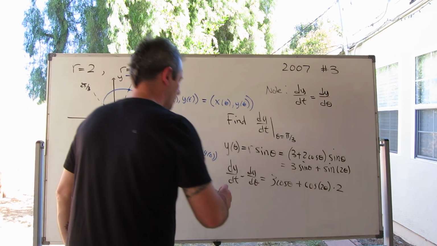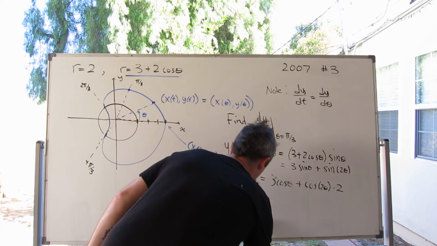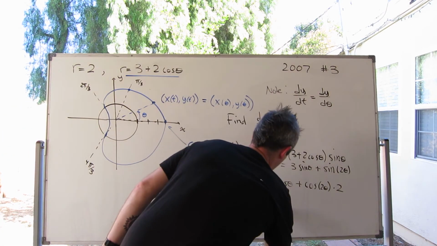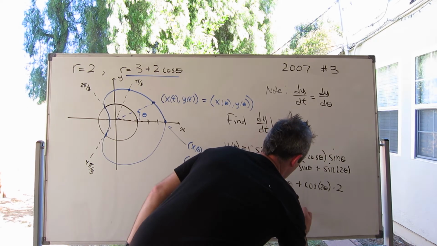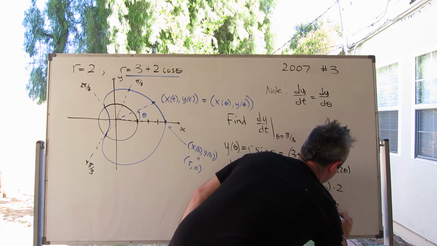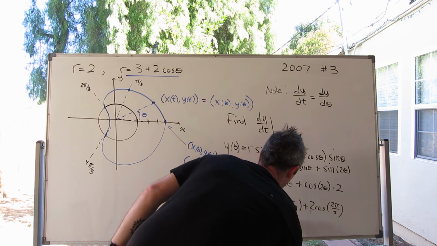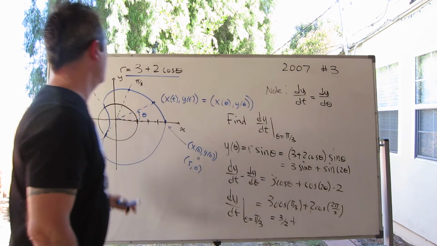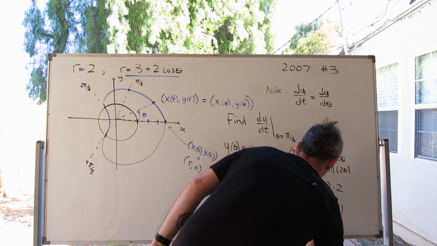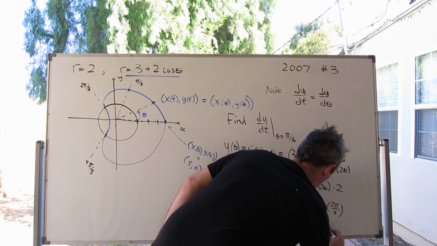Cool? So the answer, dy dt at theta equals pi over 3, is simply going to equal 3 cosine of pi over 3 plus 2 cosine of 2 pi over 3. Cosine of pi over 3 is a half, so this equals 3 halves plus, and cosine of 2 pi over 3 is negative 1 half, so minus 1. So I believe the answer is 1/2.